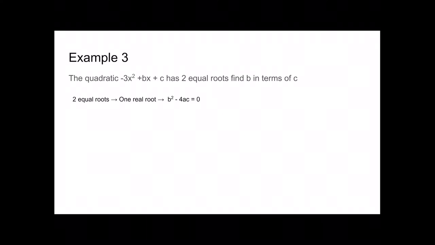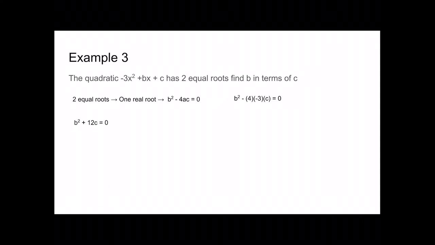Alright, so once again, 2 equal roots. First thing that comes to your mind is b squared minus 4ac equals 0. This time there are 2 variables you don't know. However, you're just going to find b in terms of c. So you just do what you would normally do. You substitute your numbers into your discriminant.